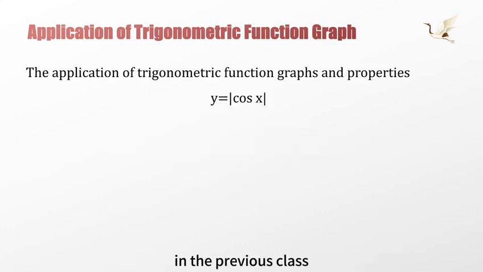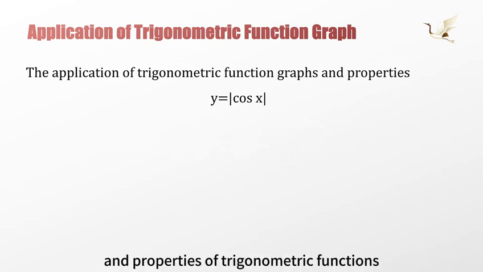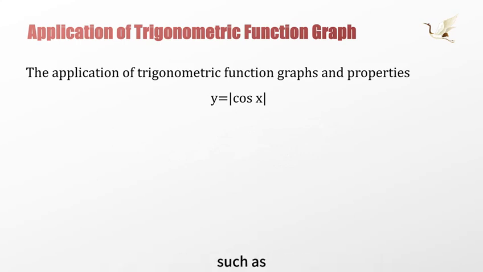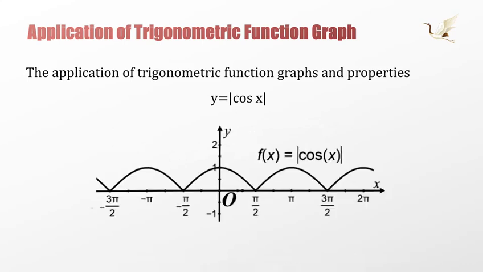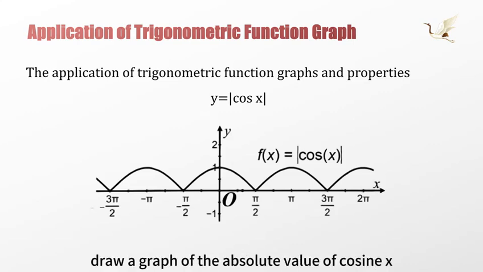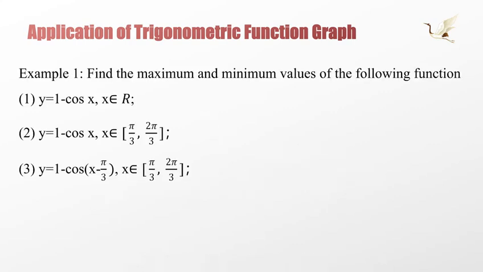In the previous class, we have studied the properties of some functions using the graphs and properties of trigonometric functions, such as y equals the absolute value of cosine x. Let's first transform the image. Draw a graph of the absolute value of cosine x and study the properties of the absolute value of cosine x function based on this graph. Today, we will continue to use the graphs and properties of trigonometric functions to study some other problems.